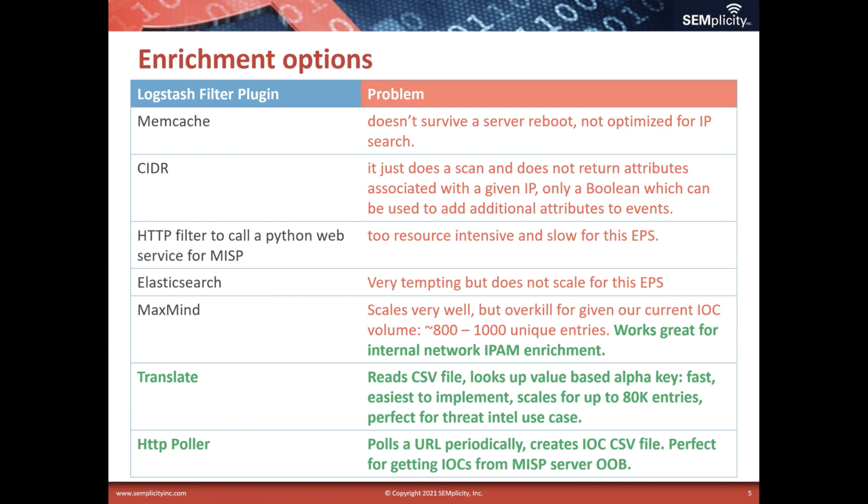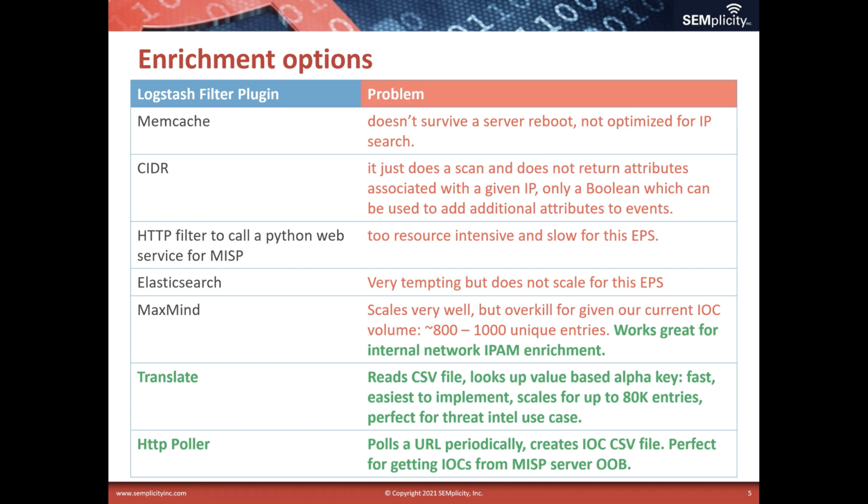More interesting is an HTTP filter, which could call MISP for every event coming in and say, hey, do you know whether or not this is a bad IP? The problem with that is, while it will certainly work, it's going to be slow because it's going to be an awful lot of HTTP calls.